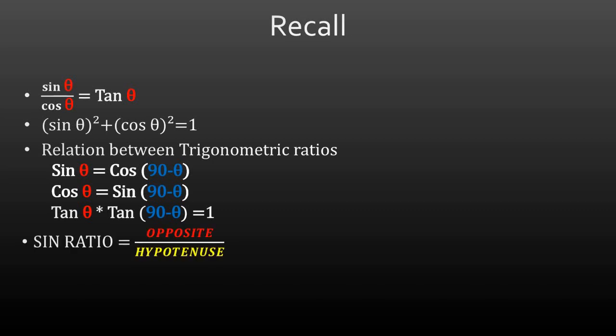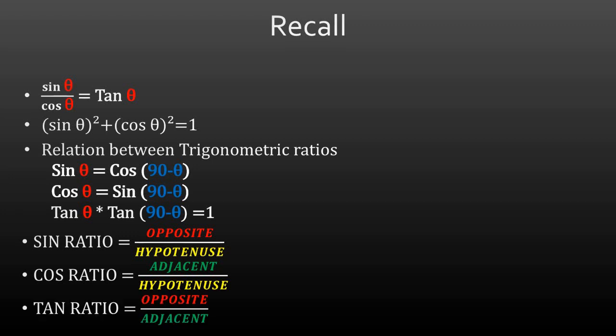Next is sine ratio, which is equal to opposite upon hypotenuse, cos ratio, which is equal to adjacent upon hypotenuse, and tan ratio, which is equal to opposite upon adjacent. All these formulas we have already done in the previous videos. We have also seen the sums which are based on these formulas. But in this video also we are going to use all these formulas to solve the sums further.